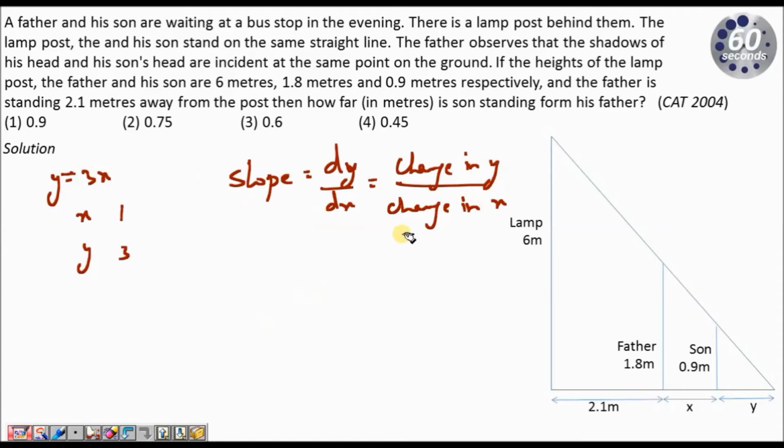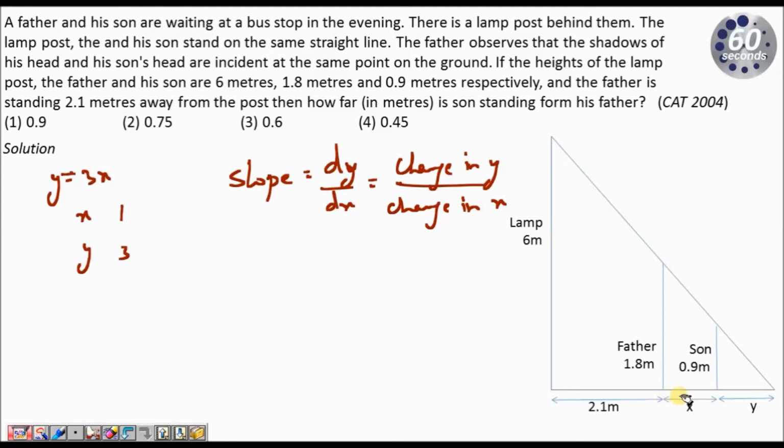You don't have to do any of these for the question. But this understanding is needed to solve this question by using common sense. So when I have a straight line, this slope is constant. What it means is, for every equal change in x, there will be a proportional change in y. Okay? Now let us look at this question. This is the top of the lamp, this is the top of the father, this is the top of the son, or head of the son, and this is the point where the end of the shadow meets for both father and son.